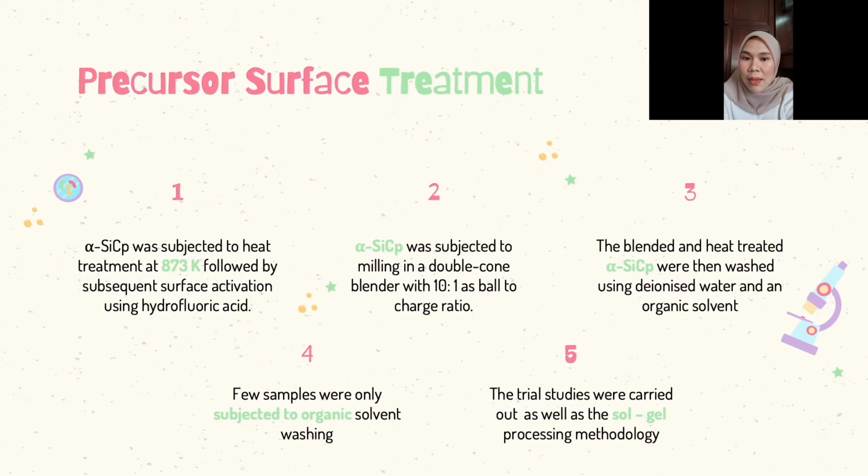Third step was that the blended and heat treated alpha silicon carbide particles were then washed using deionized water and an organic solvent in order to ensure the removal of processing related impurities, if any. The fourth step is that a few samples were only subjected to organic solvent washing to assess the effect of water treatment on the ceramic coating properties. Last step is that a trial study will be carried out to optimize the surface pre-treatment as well as the sol gel processing methodology to attain a uniform coverage of ceramic oxide coating on the alpha silicon carbide surface.